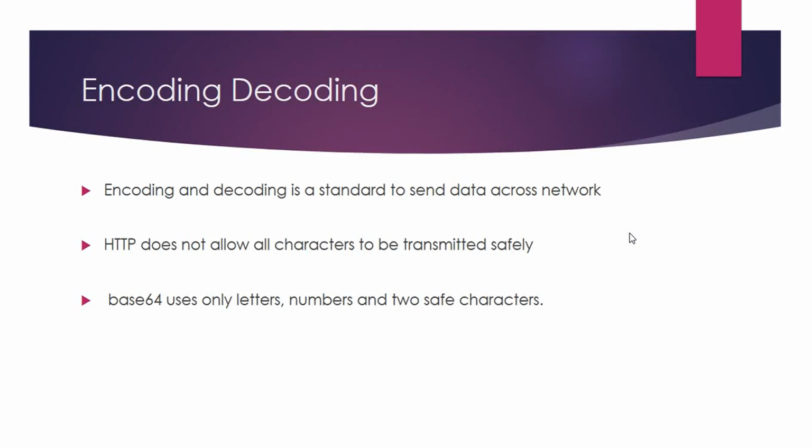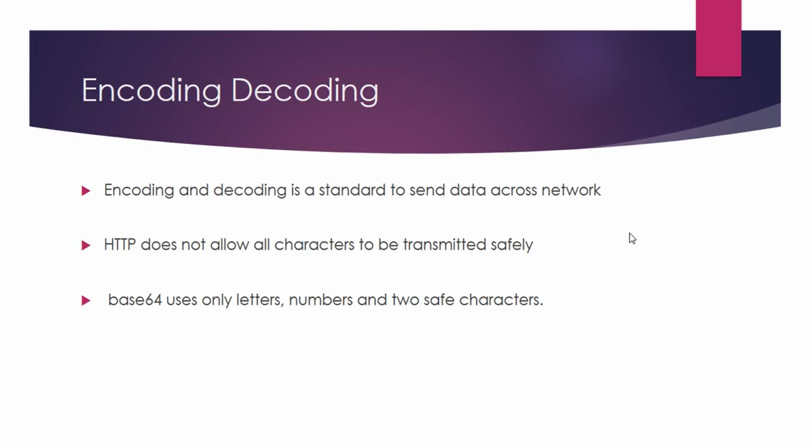Hello guys, in this tutorial I'm going to be talking about encoding and decoding. Encoding and decoding is basically a standard to send data across the network. HTTP does not allow all the characters to be transmitted safely, so it may be necessary to encode data using different algorithms, which we will be talking about. One of the very prominent ones, which we are going to be laying emphasis on, is base64, which uses only letters, numbers, and two safe characters.